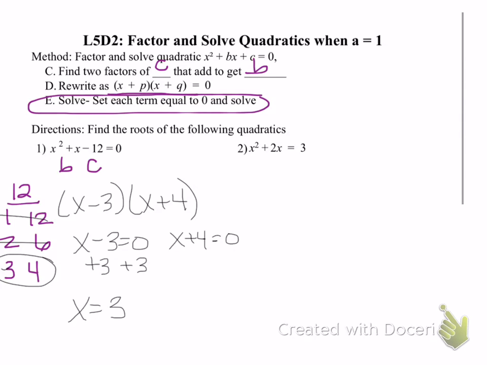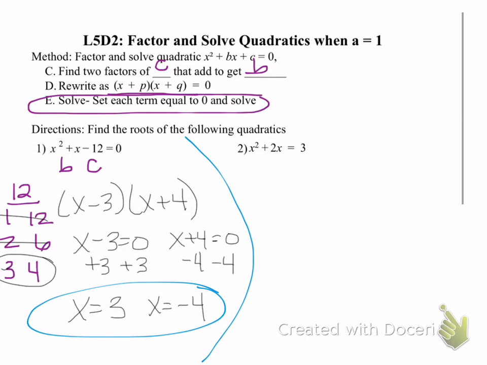My second one, I have x plus 4 equals 0. I want to get rid of that 4, so I subtract it on both sides, so x equals negative 4. So my zeros for example number 1 are 3 and negative 4. Okay, let's do that process again.